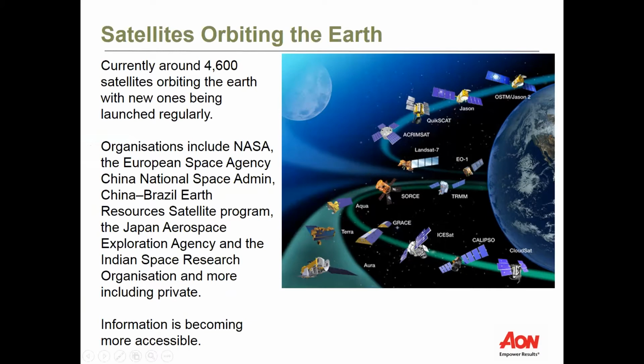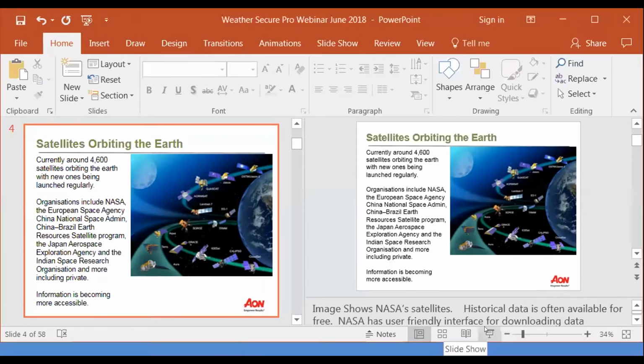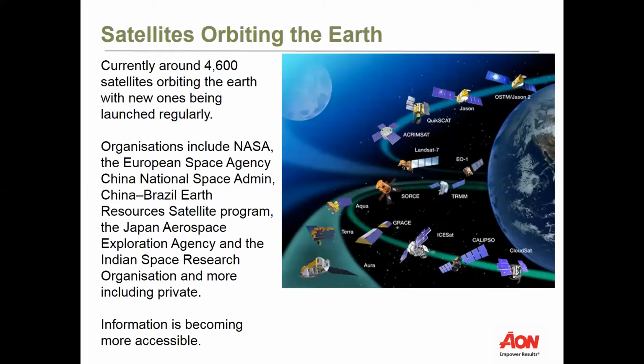Anyway, there's a lot of satellites orbiting the Earth. Right now, there's at least 4,600. That's probably gone up since I wrote that, so there's probably more of them. The PowerPoint now is showing the NASA satellites.